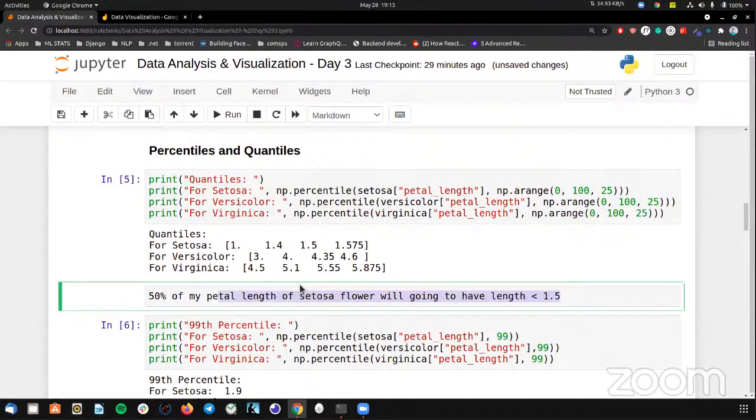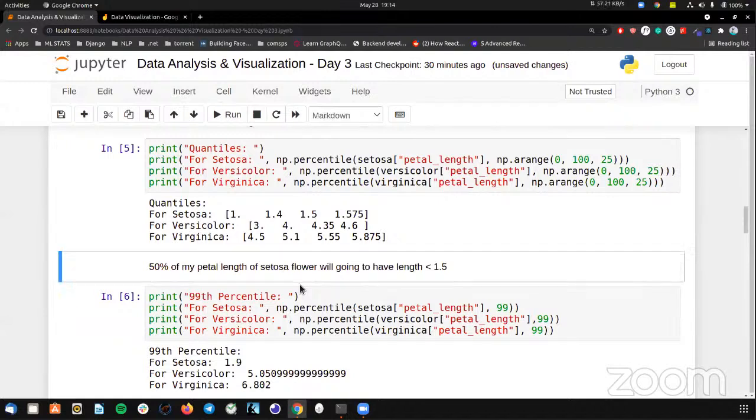If you really need to make some sort of observations, you can be damn sure that there is a 50% probability that my petal length will be less than 1.5 centimeters. And the term that I'm using right now is probability, which we actually saw yesterday.